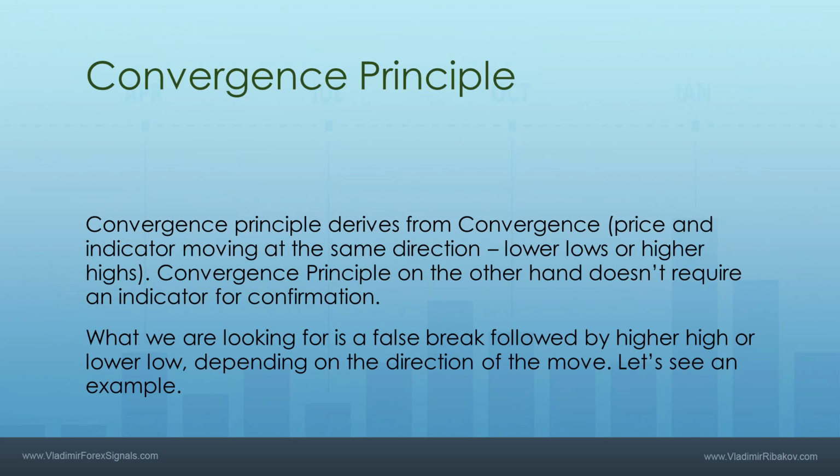Now we talk about the convergences and convergence principle, which is one of my favorite trading entries. I will explain why. So first of all, what is a convergence? Convergence derives from when the price and indicator move in the same direction, lower lows or higher highs. Convergence principle, on the other hand, does not require an indicator as a confirmation. What we are looking for is a false break followed by higher high or lower low, depending on the direction of the move. Let's talk charts.